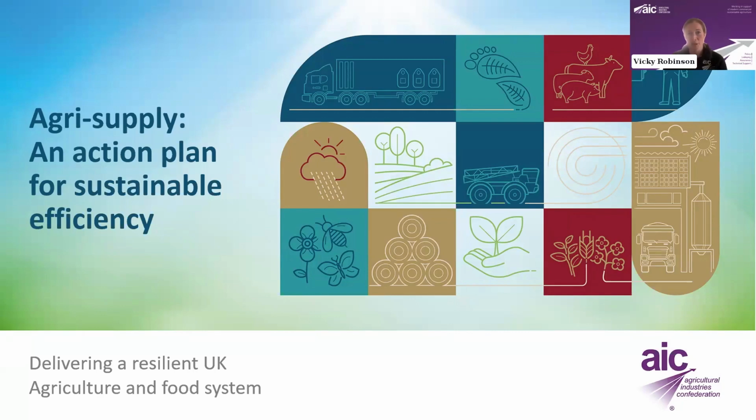So without further ado, welcome to the AIC Sustainability Action Plan, entitled Agri-Supply, an Action Plan for Sustainable Efficiency. And I thought to begin with, it might help to define what we mean by sustainable efficiency. It's basically maximising productivity and resource use while minimising environmental impact and waste, ensuring that we meet our current needs without compromising the ability of future generations to meet theirs. I'm sure that's something that we could all get behind.